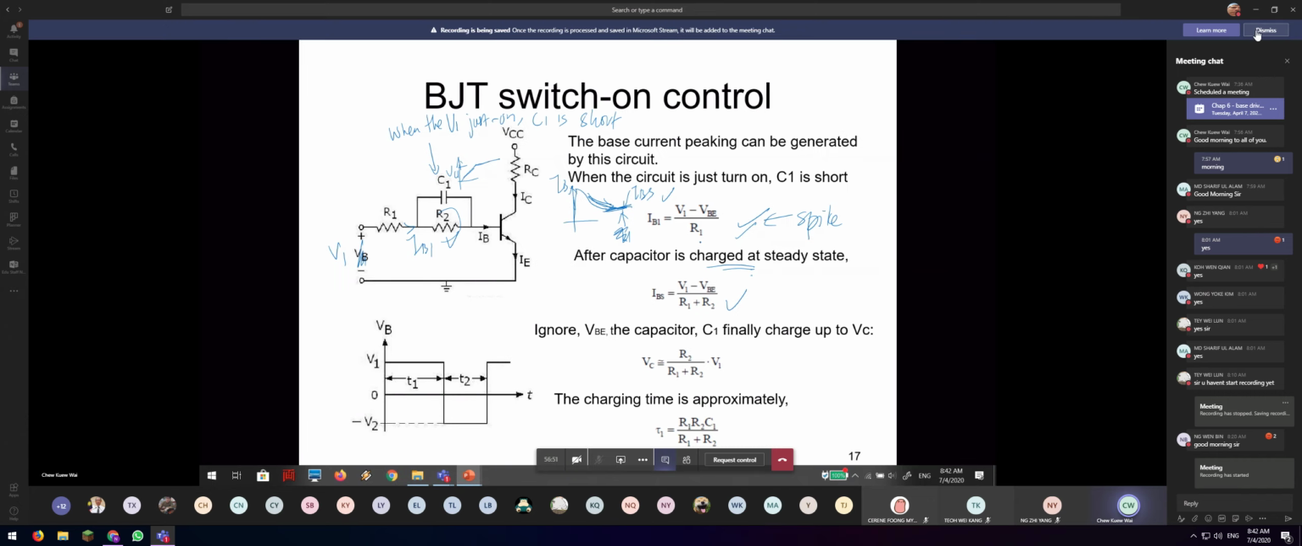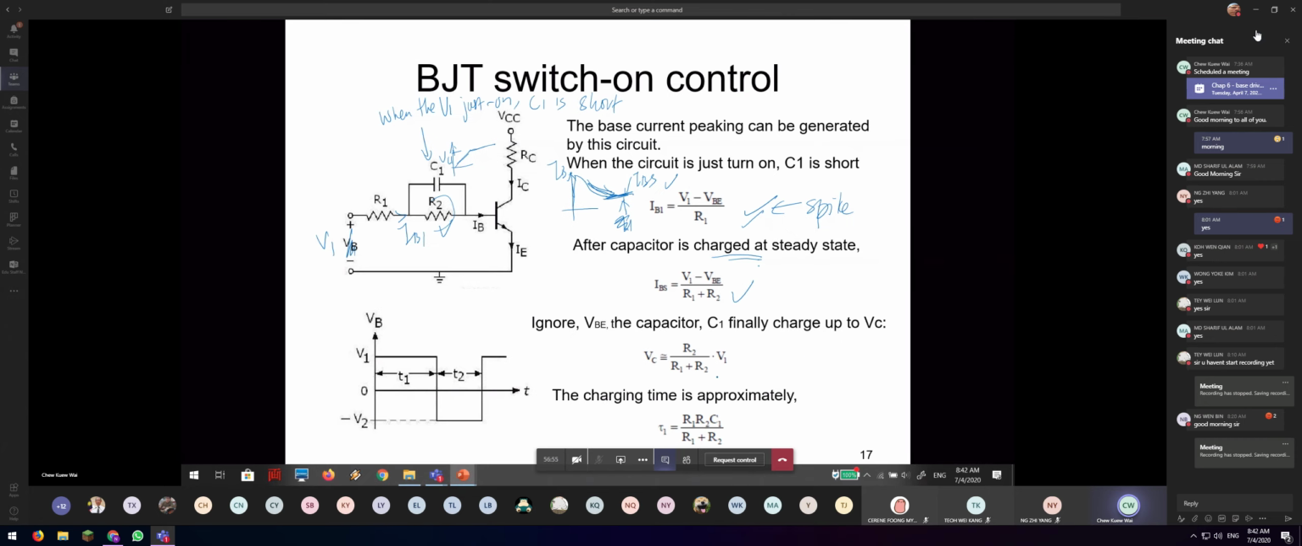If you ignore the VBE, the capacitor C1 will charge up to the maximum, according to the voltage divider rule. So it will charge up to VC, which is R2 over R1 and R2 times the input voltage, if you assume that the VBE is very small.